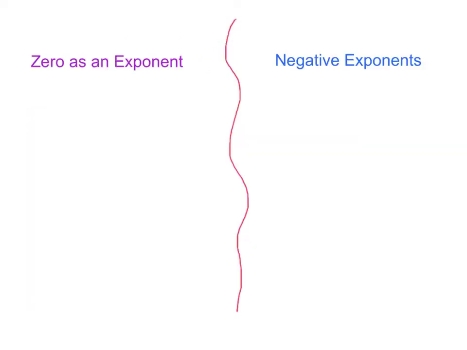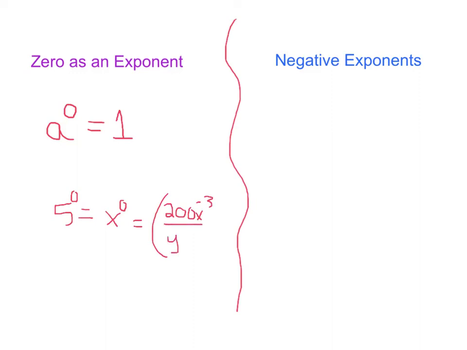So remember from before that anything to the power of 0 equals 1. No matter if it's a number or if it's a variable or even if it's something super complicated, 200x to the negative 3rd divided by y to the 17th, if that whole thing is raised to the power of 0, it all equals 1.